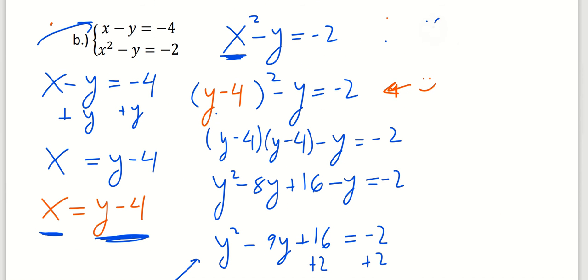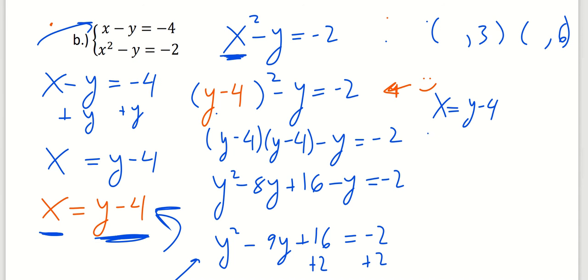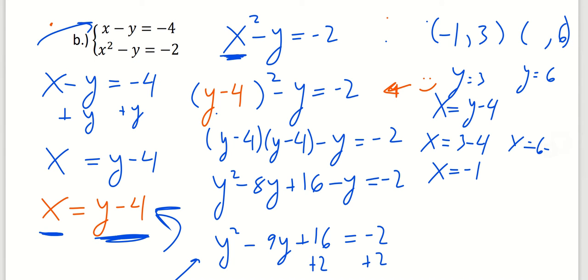So we're going to have two solutions to this one, which I'll explain in a minute. One is going to have a y value of 3. One is going to have a y value of 6. To find the corresponding x values, this is where you go back to your substitution equation. If x equals y minus 4, then when y is 3, x is going to be 3 minus 4, which is negative 1. And if y is equal to 6, then x is going to be 6 minus 4, which would be 2.